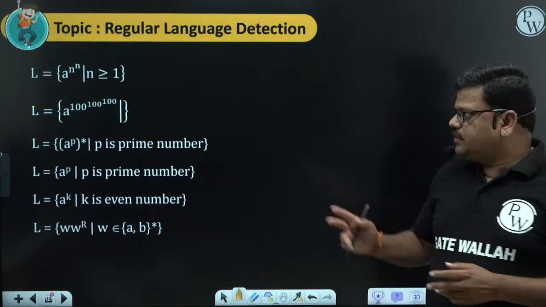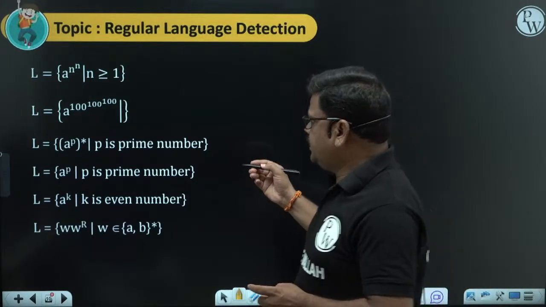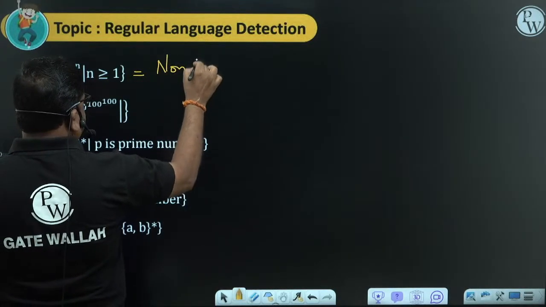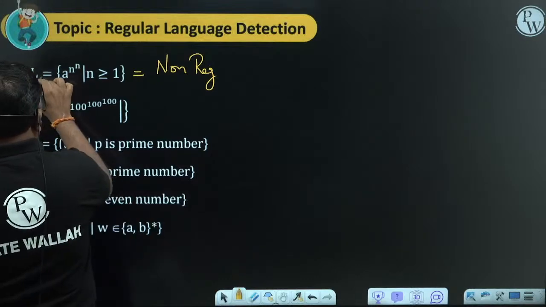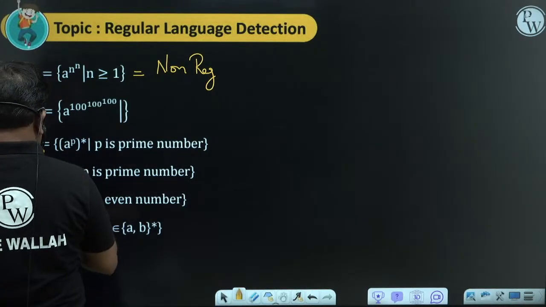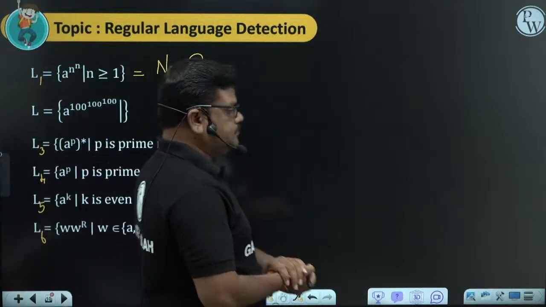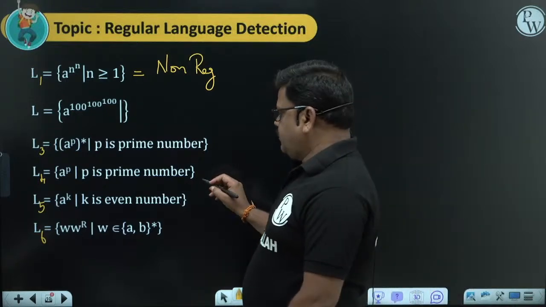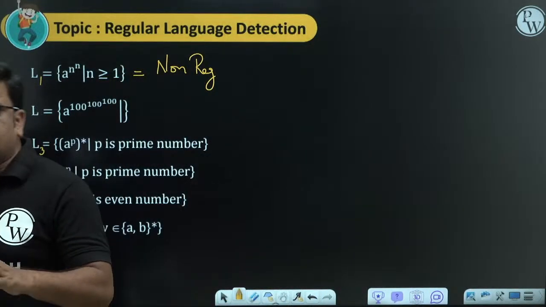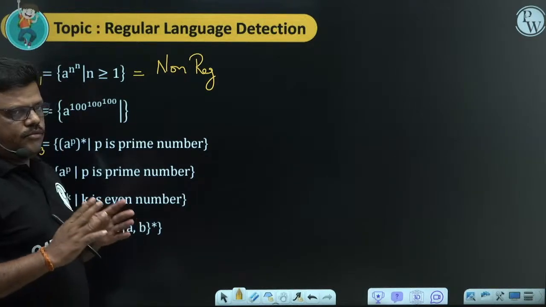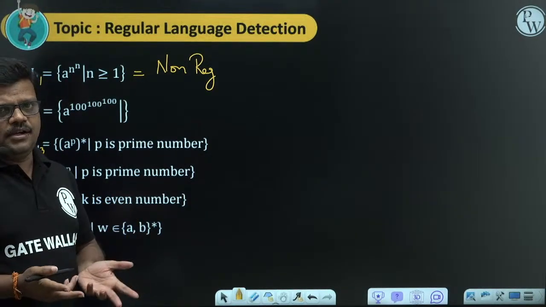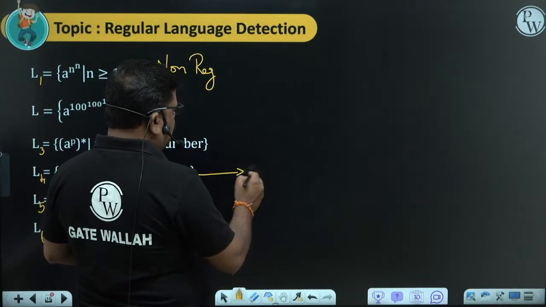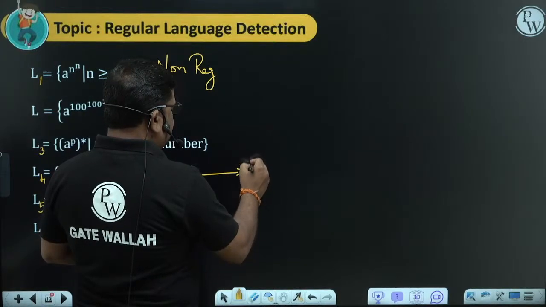In today's class, we'll solve some of these things. I think this one we also studied in the last class. This is non-regular. Assume L1, L2, L3, L4, L5, L6. What about L4 here? Whenever a language is formed over one symbol, what is the way of detection? Common difference is the concept. There is no common difference in this, so it is non-regular.